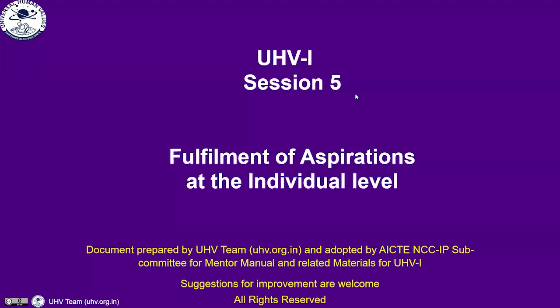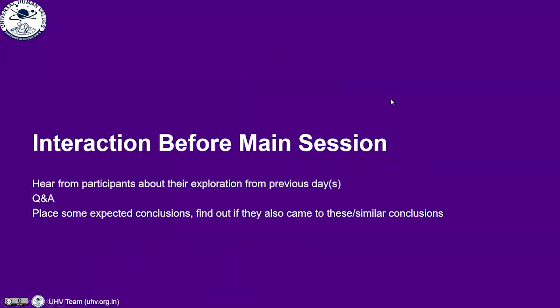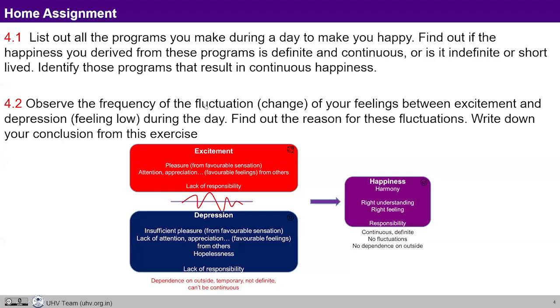Now we come to session 5. So fulfillment of aspirations at the individual level. And then we'll have the next session for resolution of concerns. So here we are discussing the harmony at the level of individual. Interaction before the session would be like discussion about the assignment.